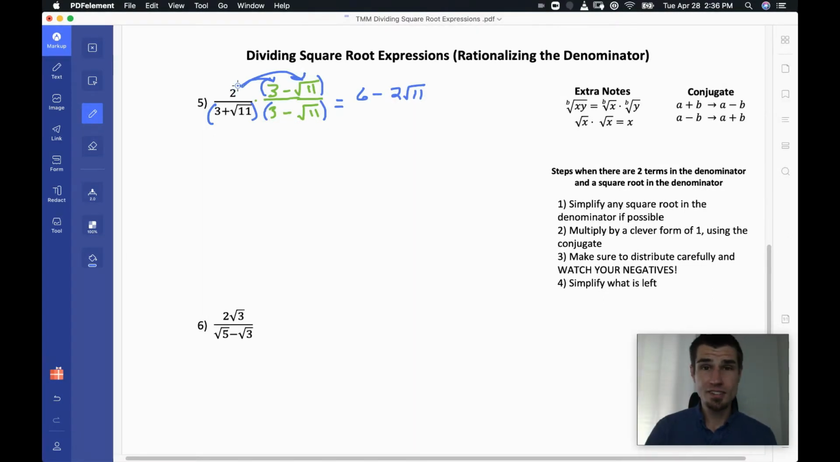2 isn't under the square root, so we can't combine it or anything. And we can't simplify that anymore. So our numerator is 6 minus 2 square root of 11.